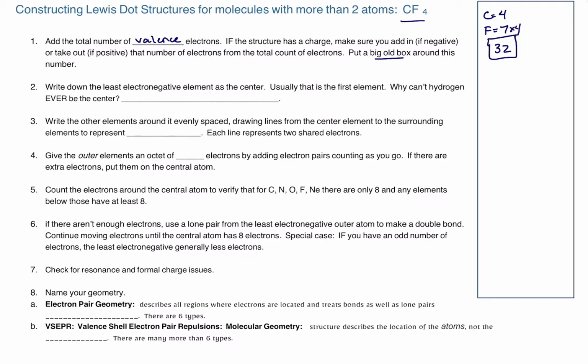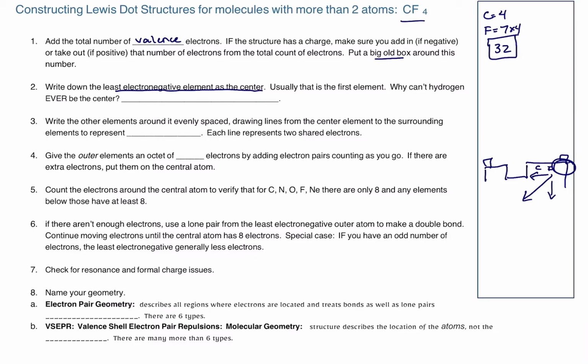Then you write down the least electronegative element as the center. So if you're looking at a periodic chart, those are our first 2 tall columns, there's all our other tall columns, hydrogen, helium. So the most electronegative is over here, and that's what we don't want in the center, if possible. And then going in this direction is what's going to be in the center. So in this case, carbon is like here and fluorine is like there. Anyways, the carbon is more to the left, so that is the least electronegative. That's going to be the center.